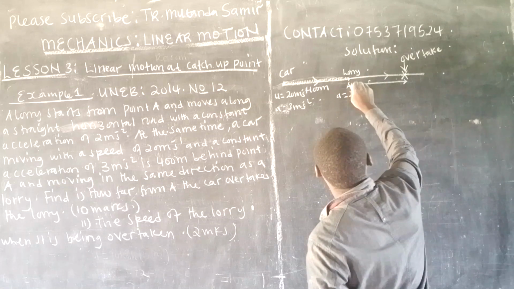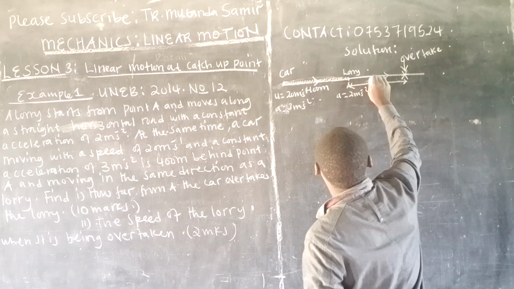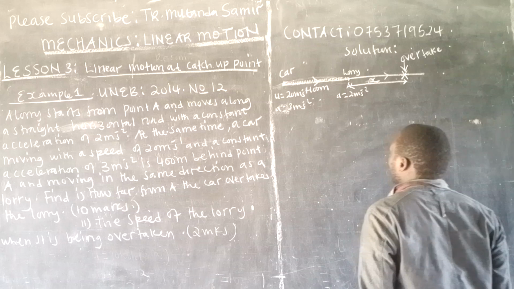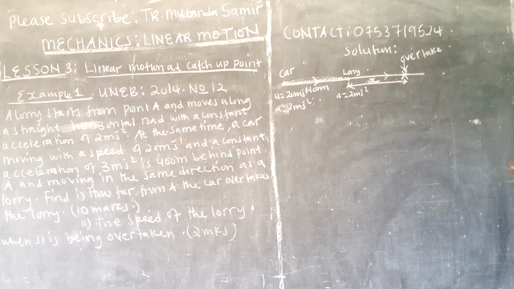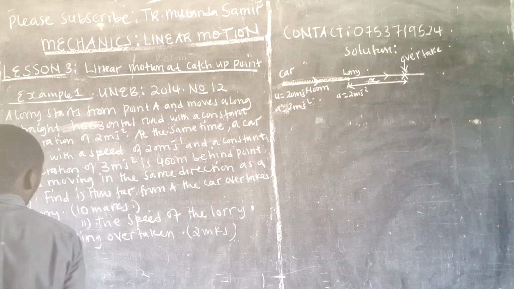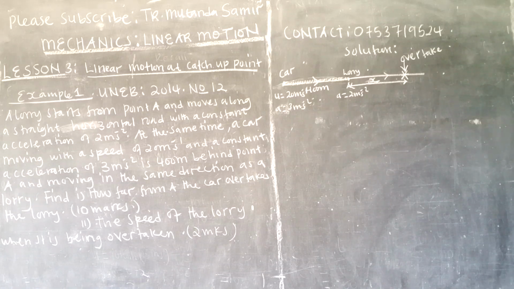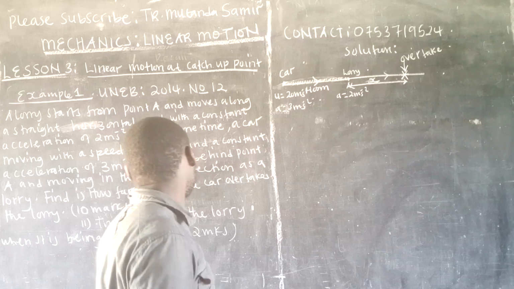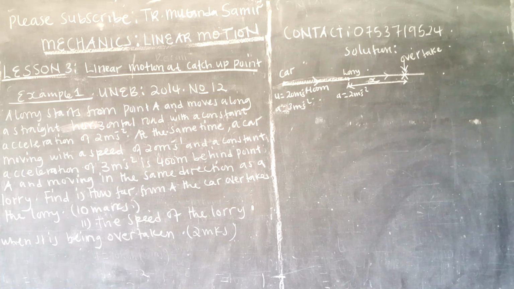Do we even know it? No, we don't know. So that distance, you can call it x, because it's the one they want. We can call that distance x, as simple as that. Then part 2, the speed of the lorry when it is being overtaken. No problem, so let's start solving. Did we miss out any detail here?